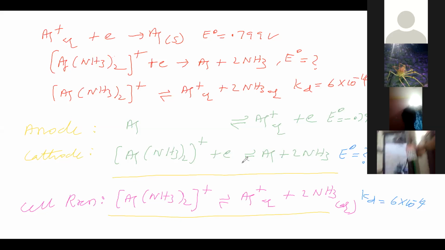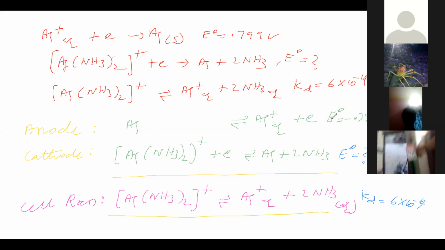We want E naught, so we have taken this, and then Kd is given. So we have written Kd with respect to that equation. By considering these two, we have taken this. That's all. Now we have to go for this E naught.